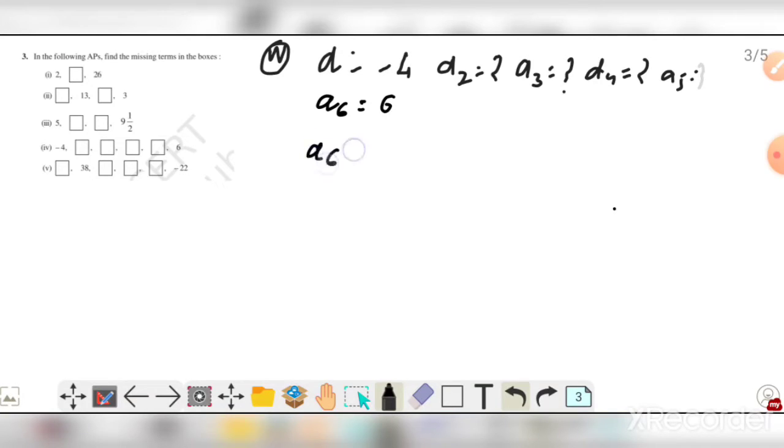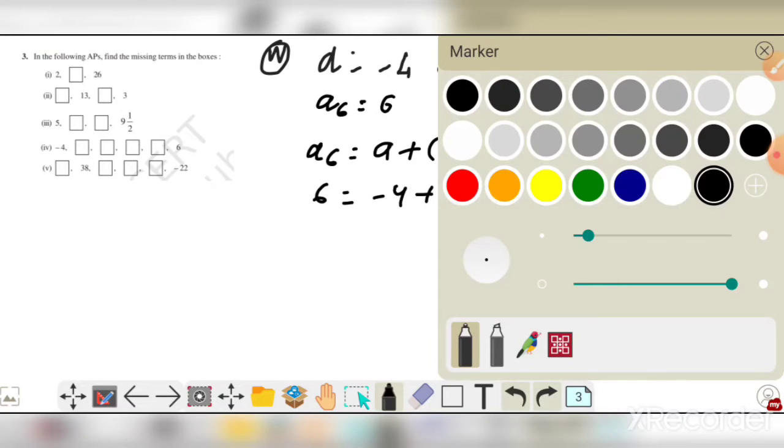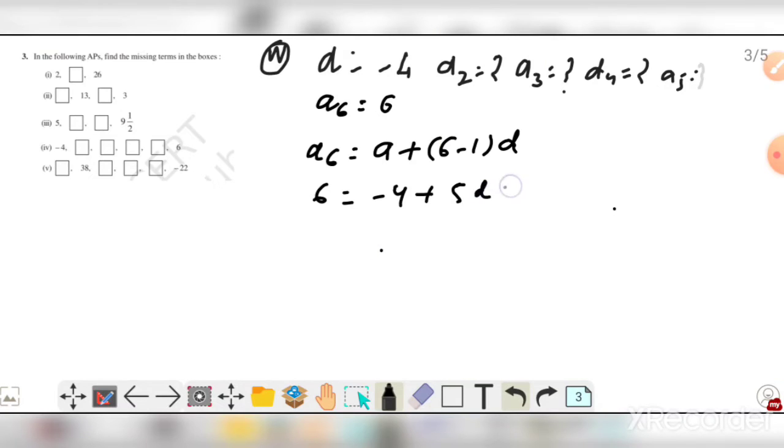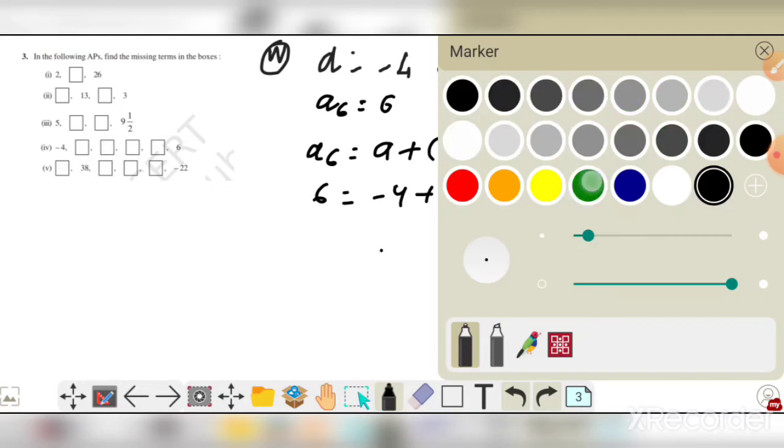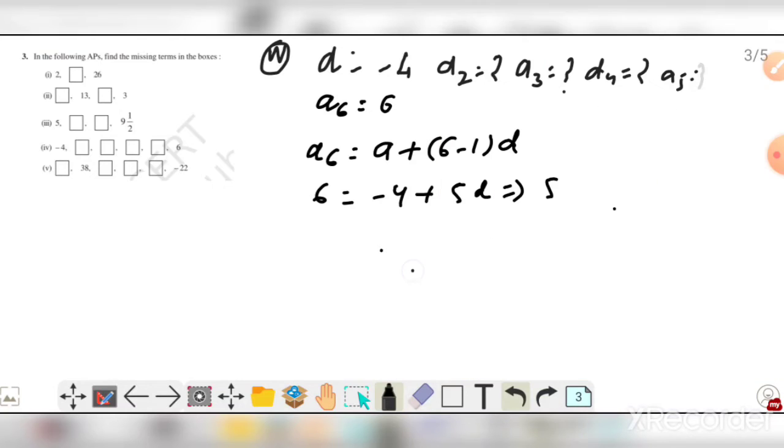So A6 equal to A plus 6 minus 1 into D. We can write this by the formula. A6 is given 6 equal to A is given -4 plus 5D. So 5D equal to what will be 10. So D equal to 2. We got the D. Now we can find out all.